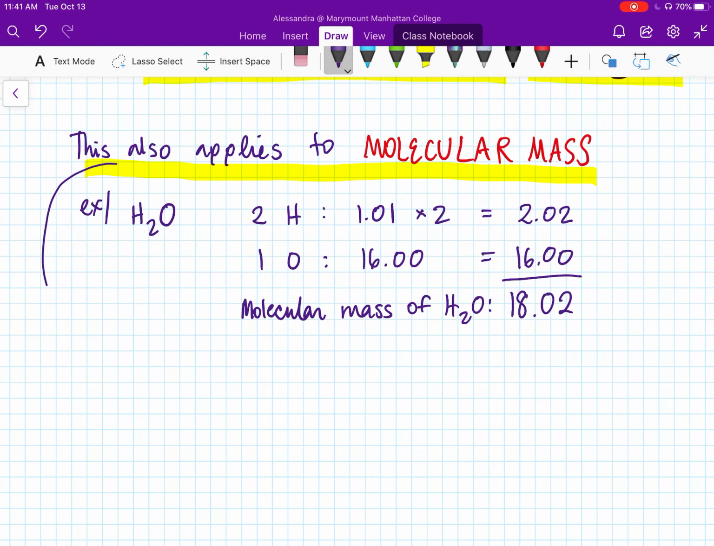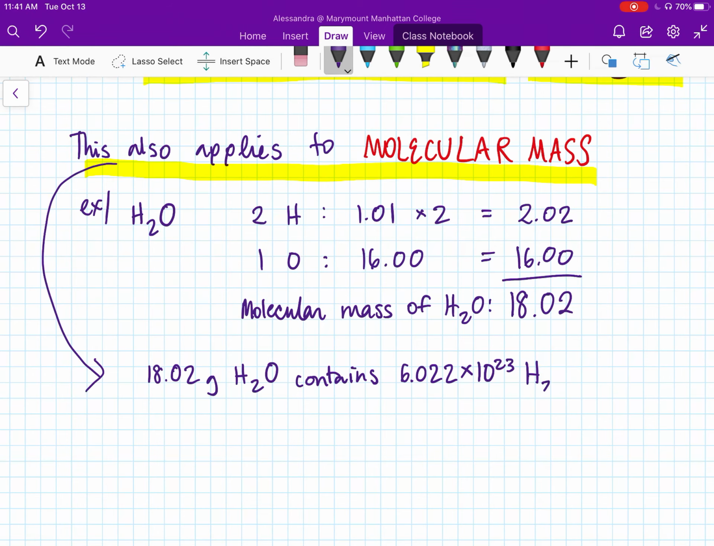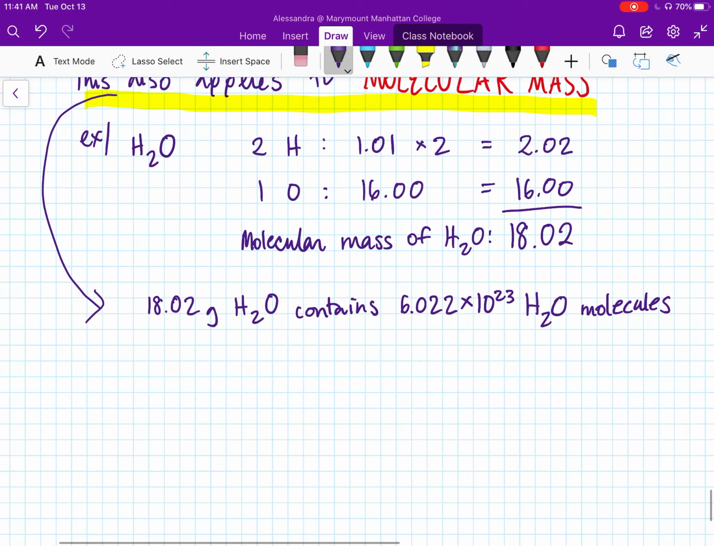So what we just said about atoms also applies to molecular mass. What this means is that 18.02 grams of water is going to contain Avogadro's number of molecules of water, 6.022 times 10 to the 23rd water molecules. So we can say this for any molecular mass of any compound. A compound's molecular mass in grams is going to contain Avogadro's number, or 1 mole, of that compound.